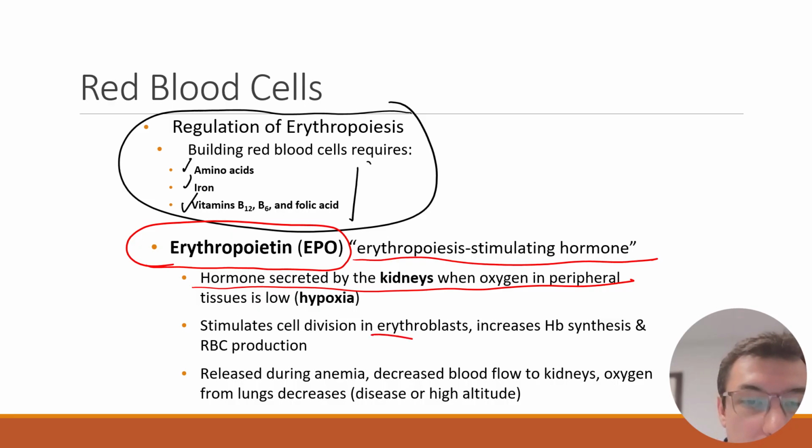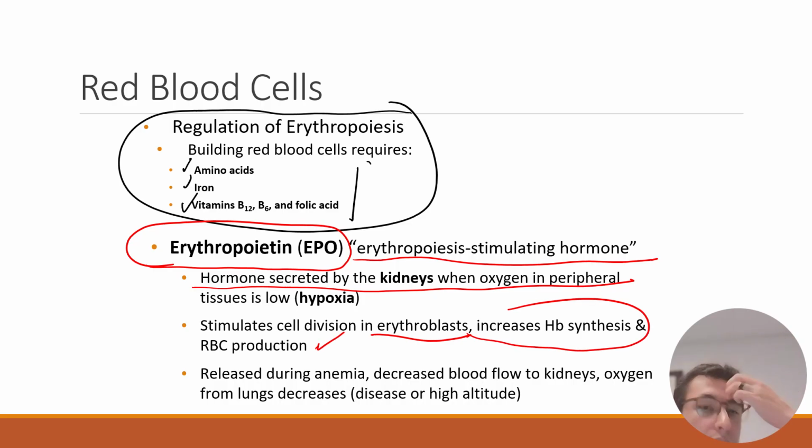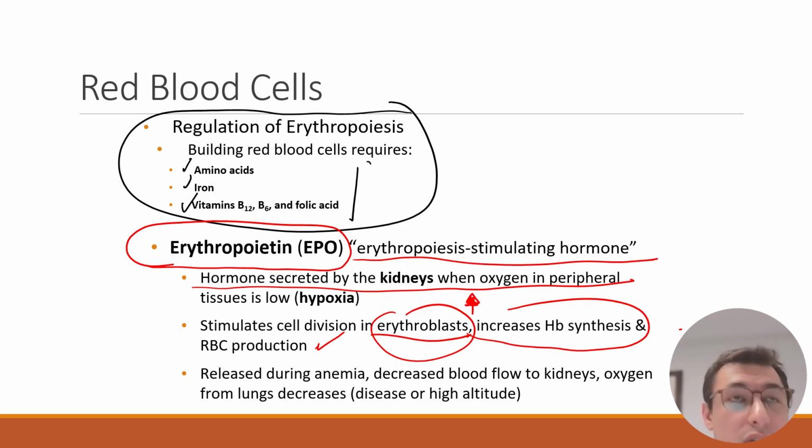Remember that there are erythroblasts that have a nucleus, and it will start increasing hemoglobin synthesis and red blood cell production. Something to keep in mind here is that if you see that there is a high count of erythroblasts, it means that there is an increase in production of red blood cells, either because the person is bleeding, or because they have EPO.